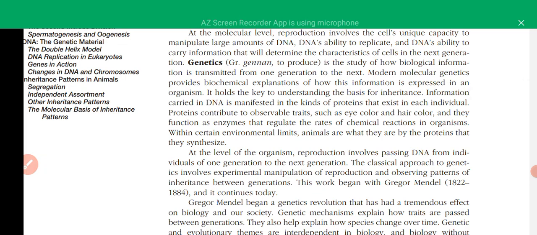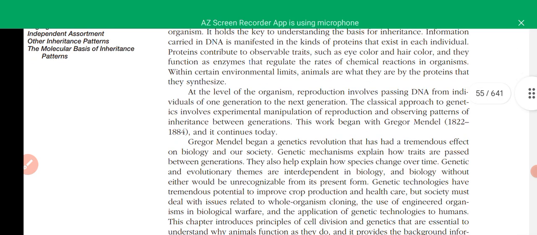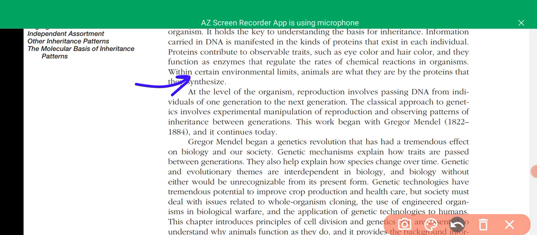And at the level of the organism, what is reproduction? Reproduction means passage of the DNA from individuals of one generation to the next generation.